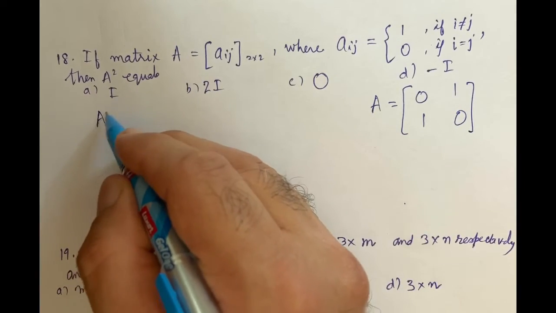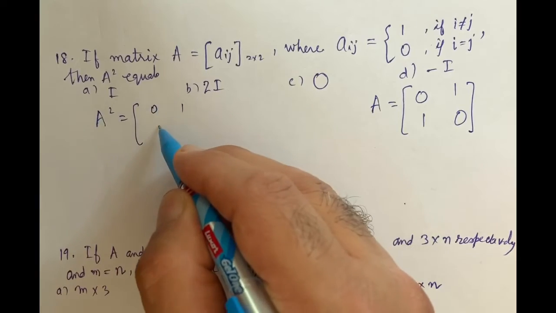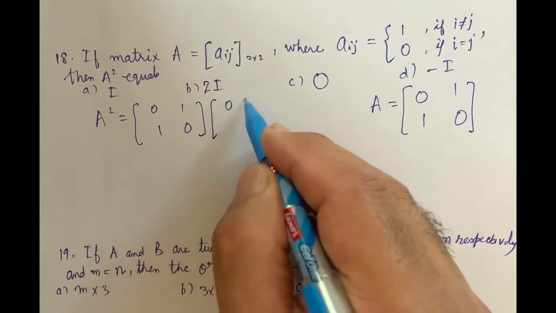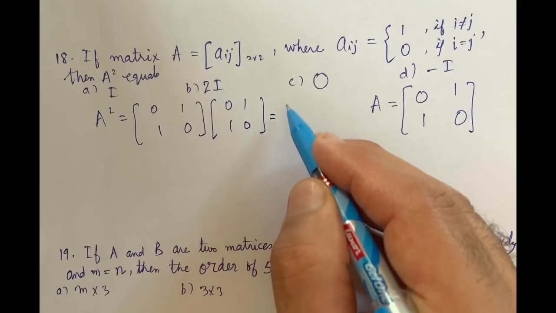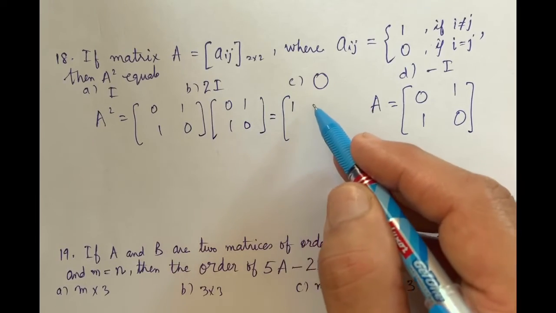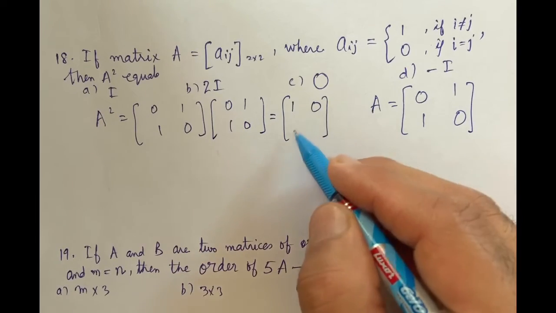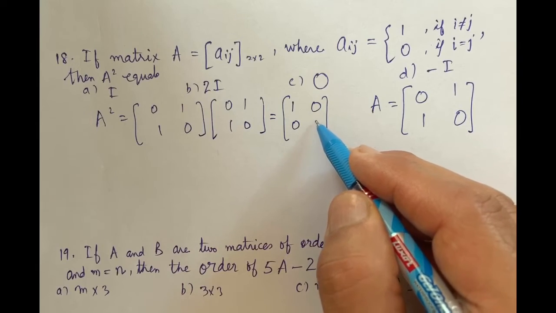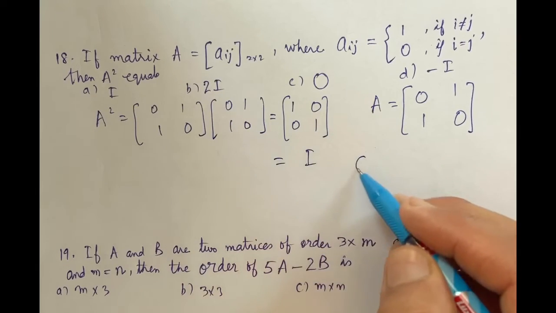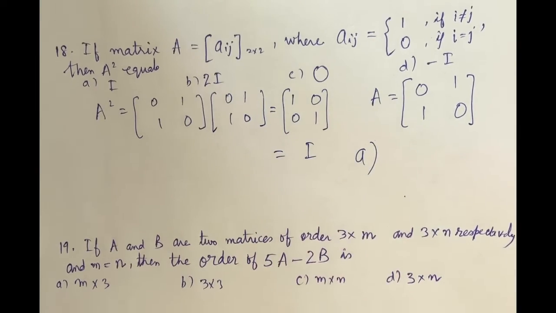Next, we have to find A square. A square is 0, 1, 1, 0 into 0, 1, 1, 0, which is 0 plus 1, then 0 plus 0. This is 0 plus 0, 1 plus 0. So this is I. This is the answer.